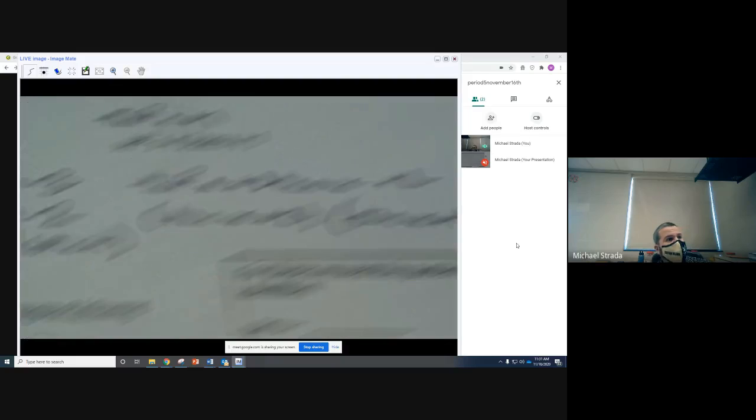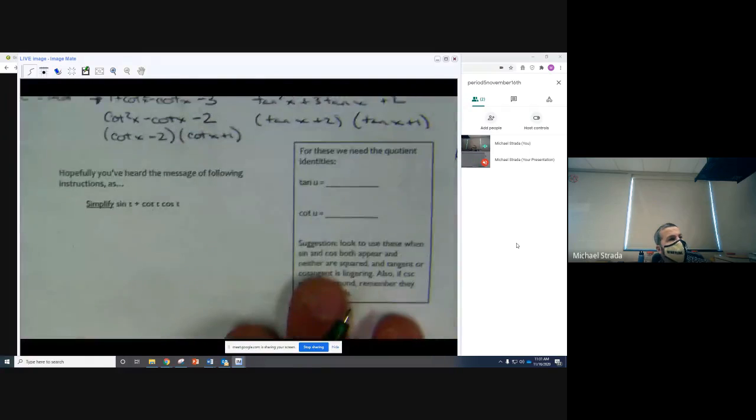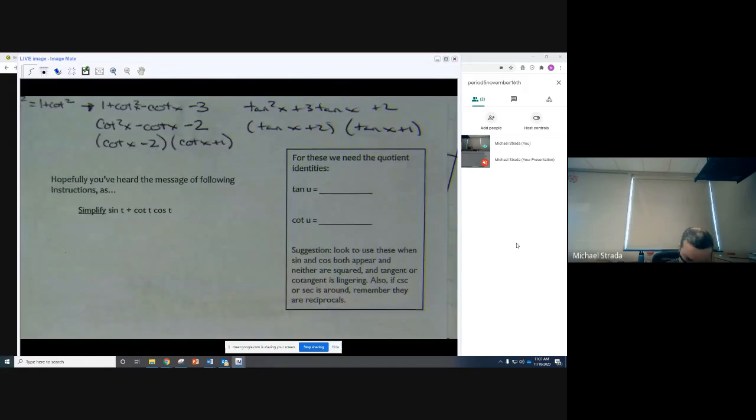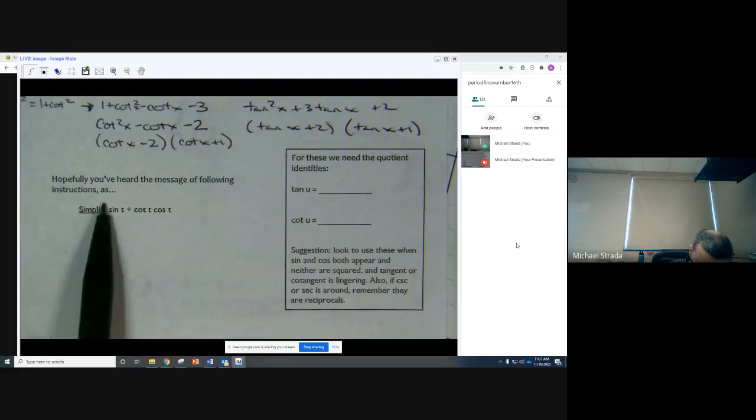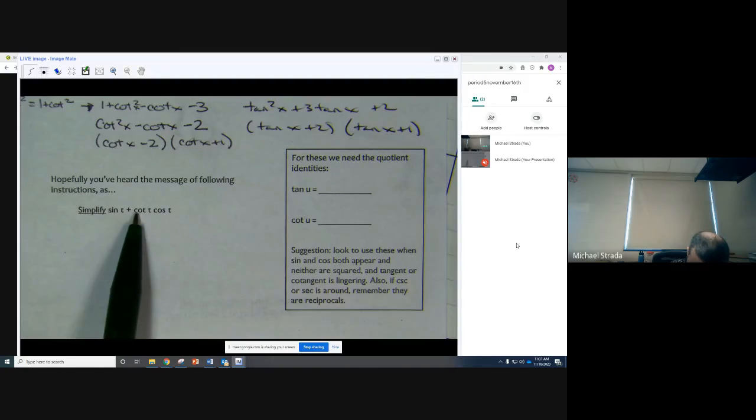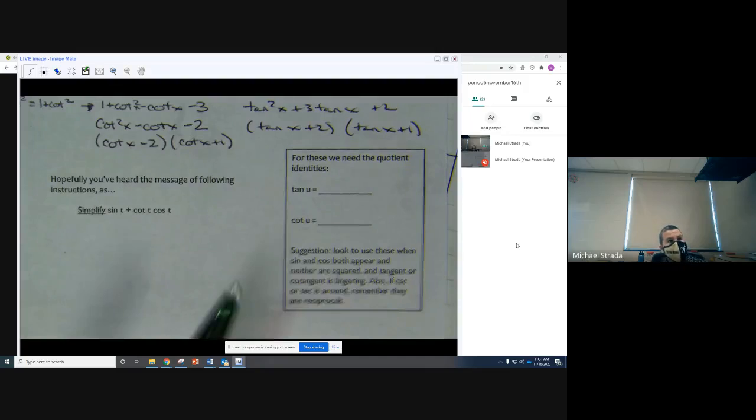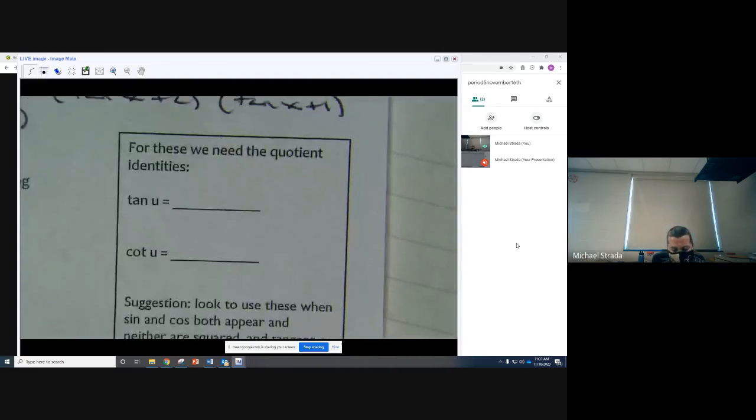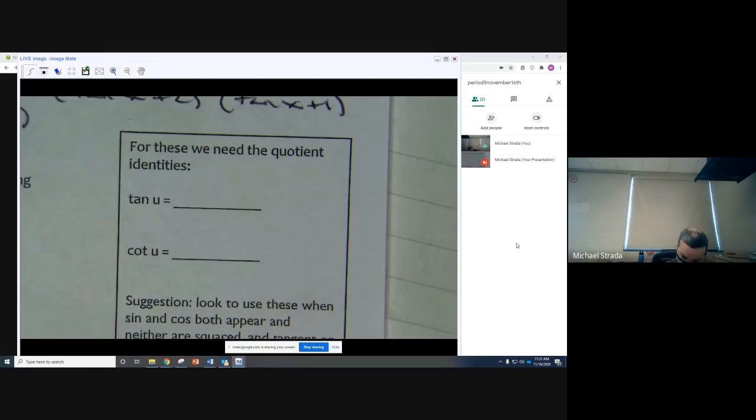Okay. Now, for probably the most important thing of today, moving forward to this whole unit. Hopefully you've heard the message of following instructions as this problem is saying to simplify sine t plus cotangent t cosine t. All right, what you're eventually going to realize is when all else fails, we're going to write everything in terms of sine and cosine.